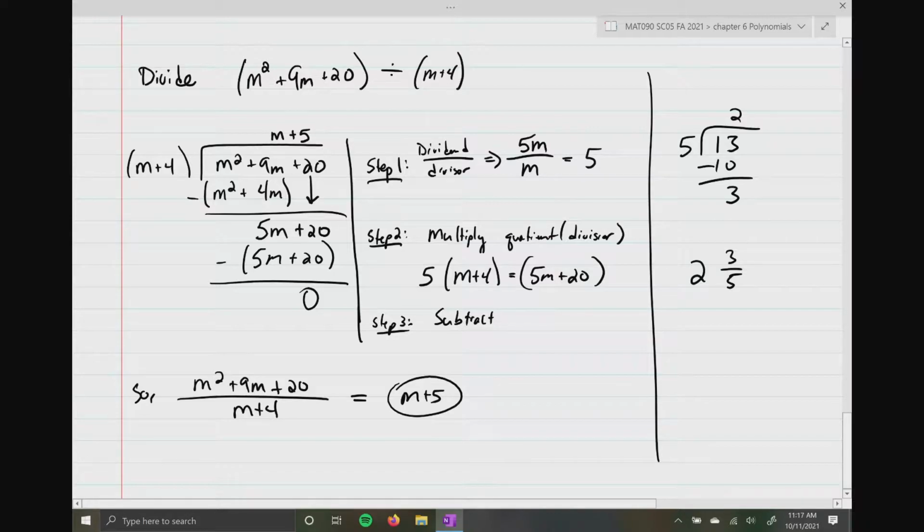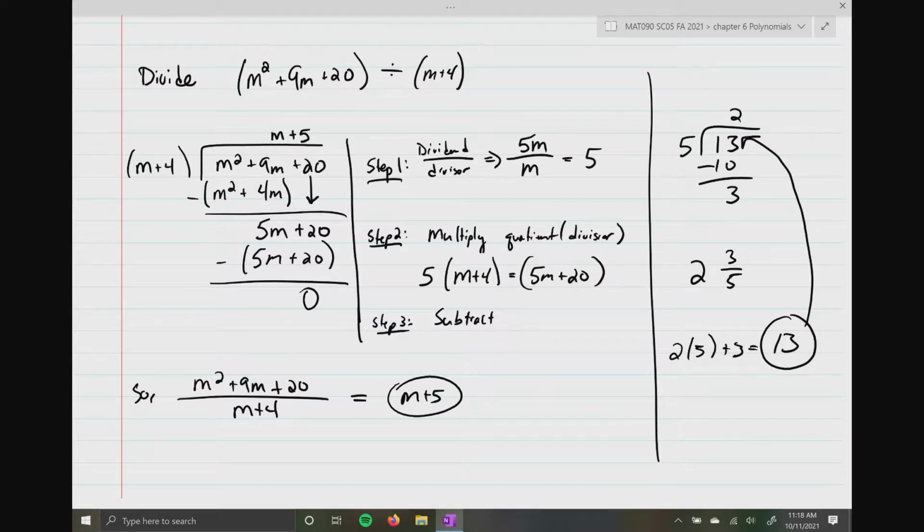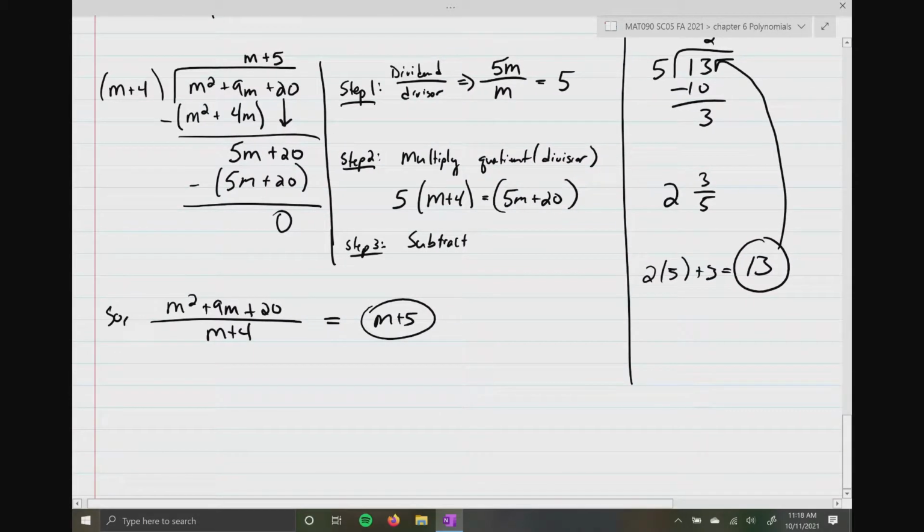If I take 15 and divide it into 13, I get the answer 2 3/5. How do I check myself to make sure I'm correct? Multiply 2 3/5 by 5. I wouldn't do that. What I would do is this. I would say 2 times 5 plus 3. 2 times 5 is 10 plus 3 is 13. Isn't that your dividend? Yes or no? So how would you check yourself here? And if you're correct, what should you get?